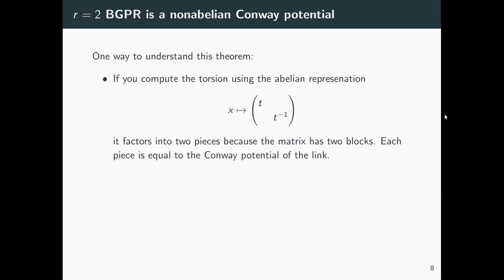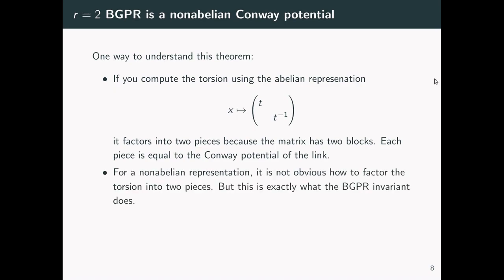Here's one way of thinking about what that means. If you compute the torsion using this abelian representation, x goes to t inverse, it's going to factor into two pieces because the matrix has two blocks. Yeah? And each piece is equal to the Conway potential of the link. For a non-abelian representation, it's not really obvious how to factor into two pieces, right? It's not diagonalizable because you have non-commuting matrices, but that's exactly what the BGPR invariant does. So therefore, you could call f2 of L, rho like a non-abelian or twisted Conway potential. It's some kind of generalization of the Conway potential where you are not using the abelian representation anymore.